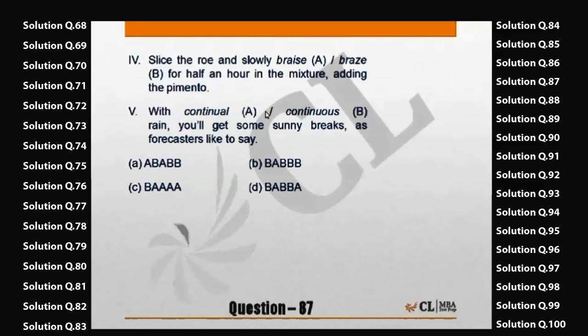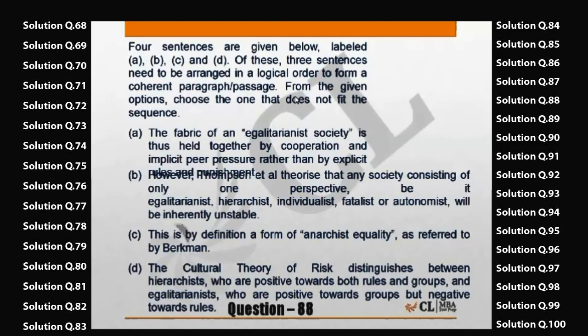Continual and continuous in sentence 5th. Continual is a correct word here because it refers to something that is repeated with breaks in between. Intermittent is what we call it. While continuous is something that does not stop at all. So that's the difference between continual and continuous. Continuous goes on without any break in between, and continual has breaks in between. This is what brings us to the correct option, which is option C for question 87.